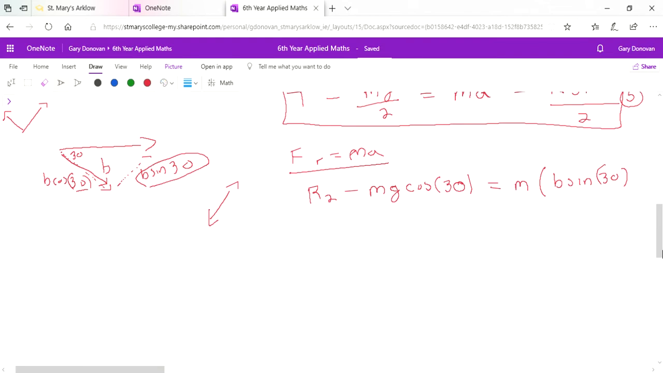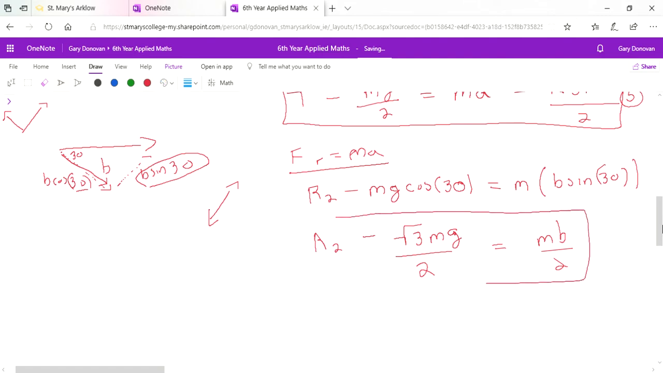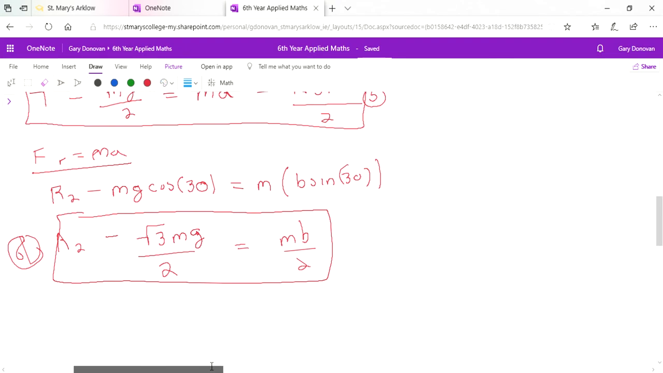This then can become R2 minus root 3 mg over 2 equals mb over 2. So that's going to be equation 6. So really, this is the important bit. The last bit of the question, I don't want you to worry about too much now. Obviously look at it, but trying to get all those equations, because that's where most of the marks come from in these questions.